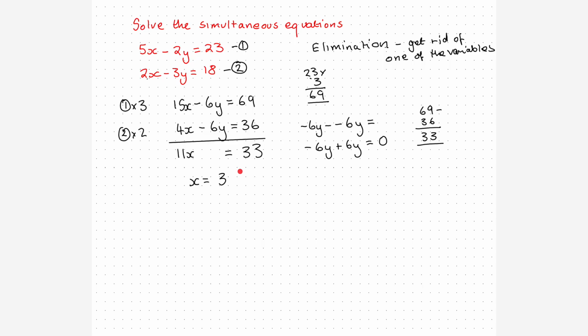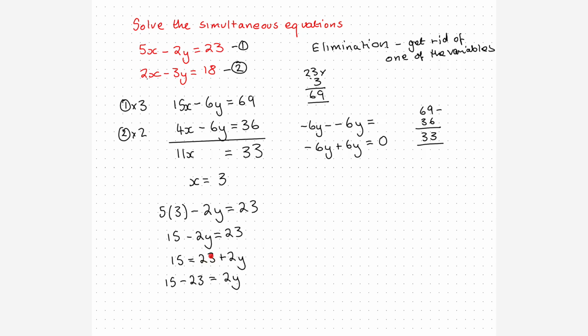I'm going to take this 3 and substitute it back into one of these original equations here. Let's take equation 1, why not? So I'd get 5 times 3 minus 2y equals 23. So that would imply that 15 minus 2y equals 23. I'm going to take this 2y onto this side. So I'd get 15 equals 23 plus 2y. Yep, so I add 2y to both sides. I'm then going to take away 23 from both sides. So I end up with 15 take away 23, and that would equal 2y.